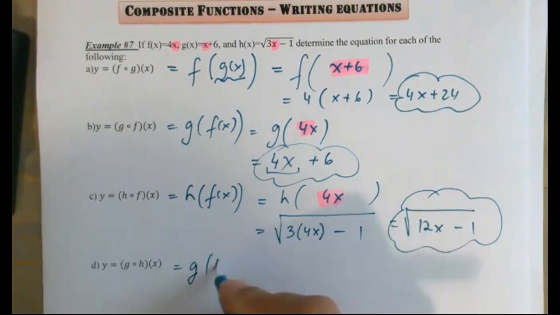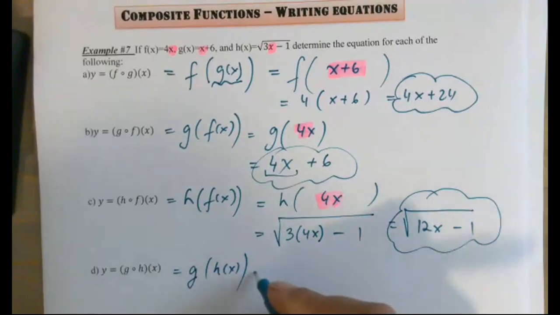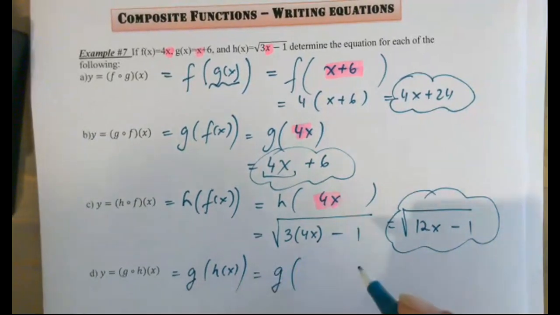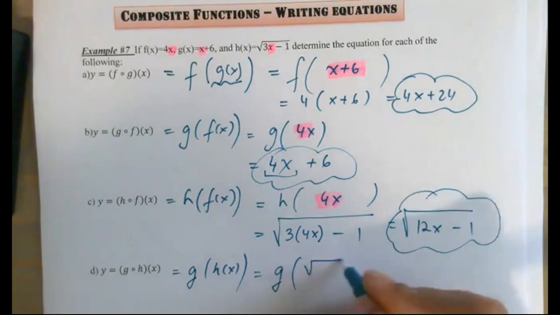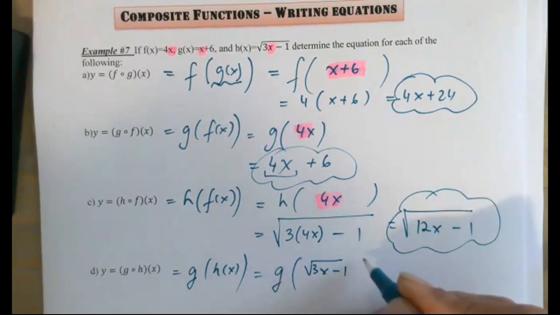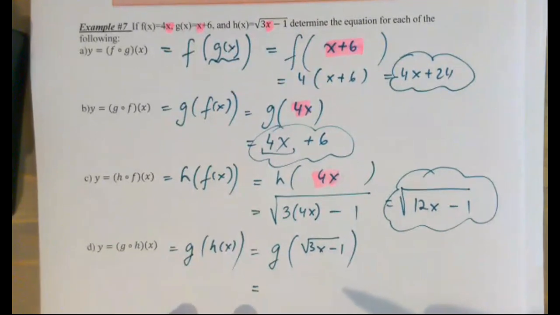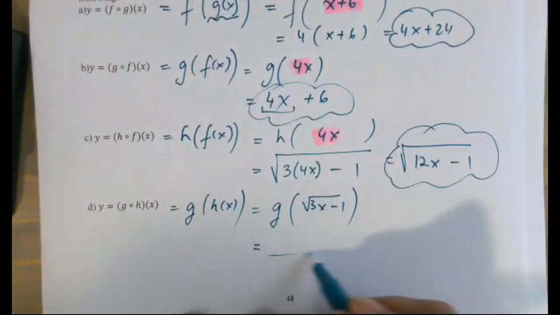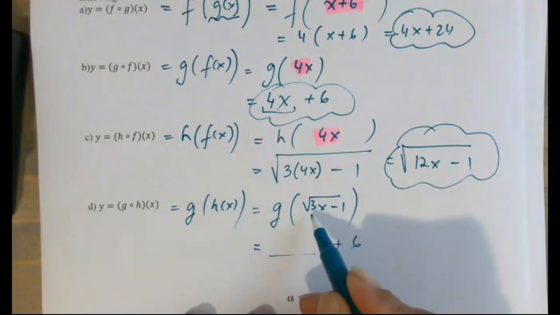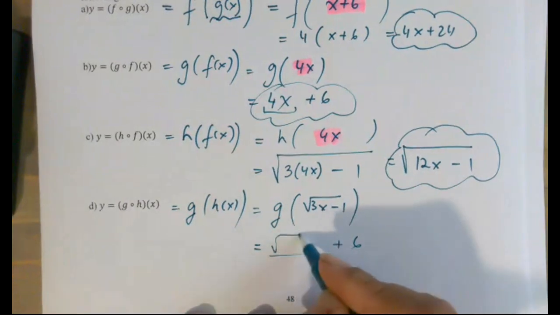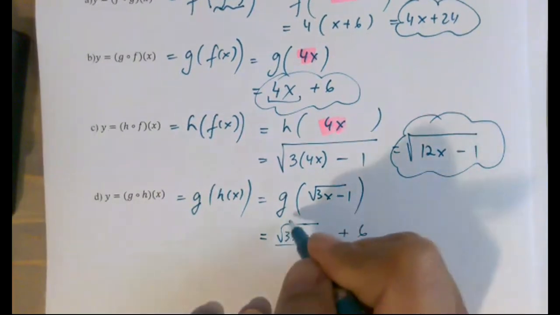g of h of x, g of square root of 3x minus 1. The function g is x plus 6, so x plus 6. The x is square root of 3x minus 1. Done.